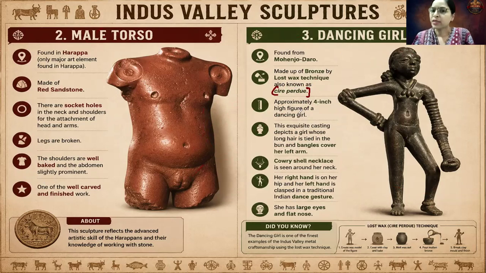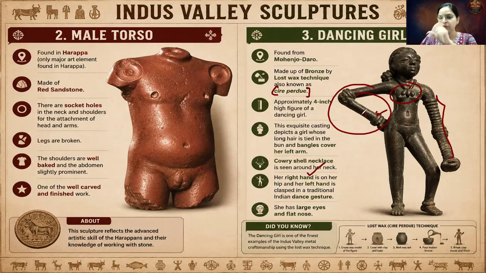Now, the dancing girl. If you look at her features, she is wearing a necklace. Can you see this hand? It is heavily bangled. One hand is on her hip. Here again, there are bangles. Her right hand is on her hip, and the left hand is in a dancing posture. So this is her right hand. Right hand is on her hip, and this posture in the Indian dancing system is called Tribhanga.